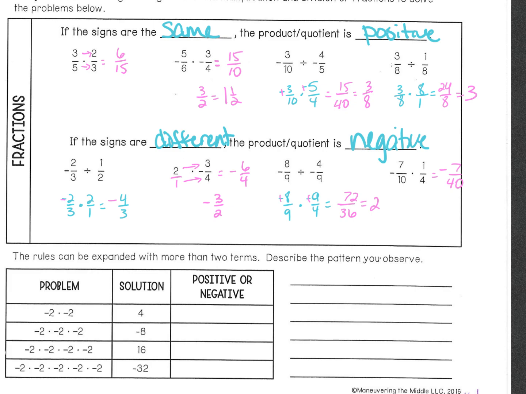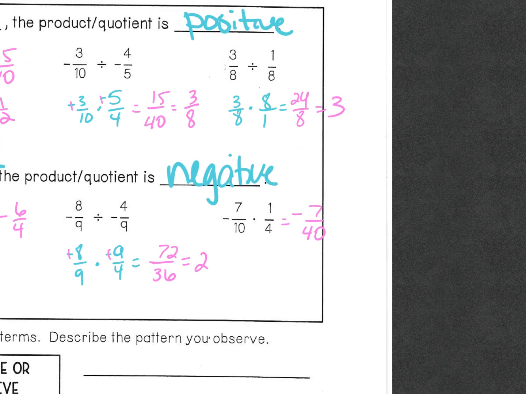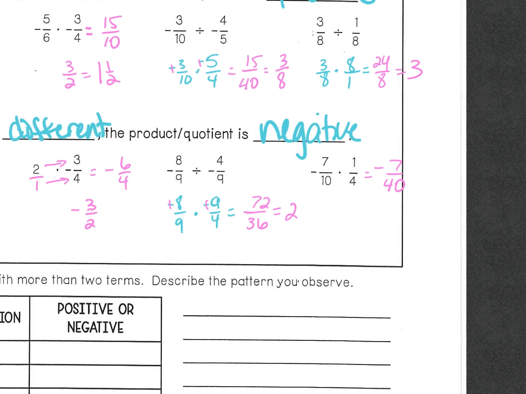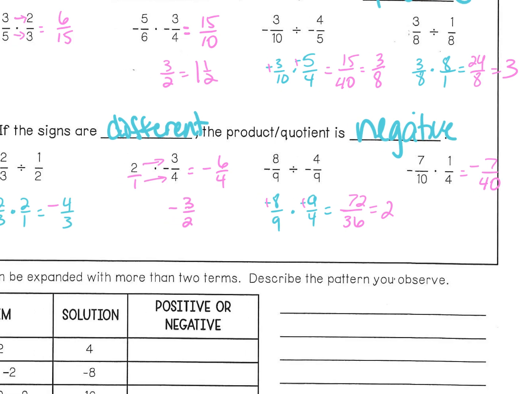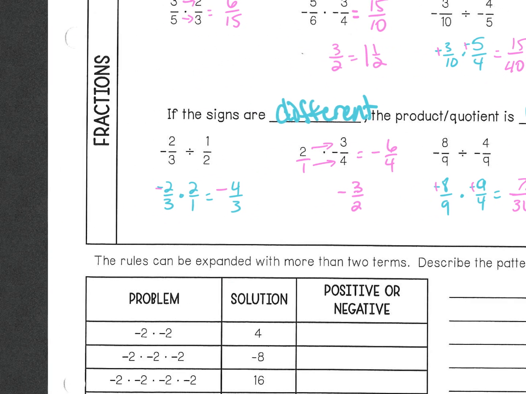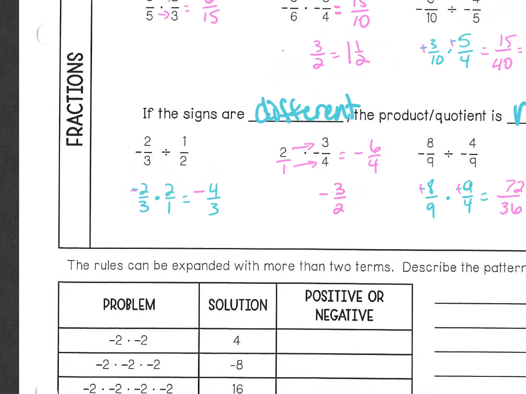I did make a mistake in one of these. Okay, so we got 3/8. We got 3, go under here, -7/40. 2, we already did that one together. And then this one was -4/3 or -1 1/3.